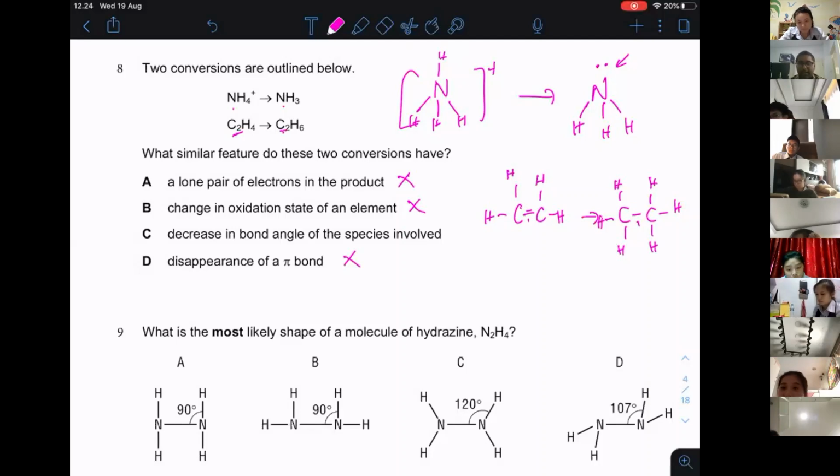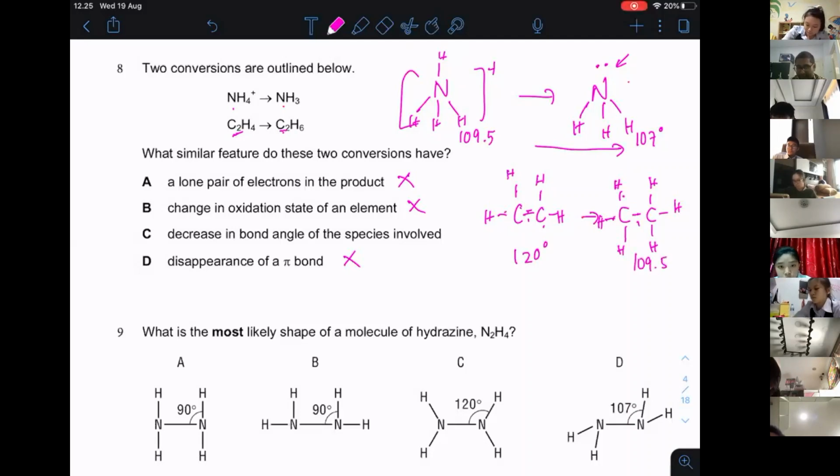Decrease in bond angle. If you look at the bond angle, so this one is 4, so it's supposed to be 109.5. Now this one is pyramidal, so it's going to be 107, so there is a decrease. If you look over here, there is 1, 2, 3, so 120 degrees, and now 1, 2, 3, 4, so 109.5. So here also there is a decrease. So the answer is going to be decrease in bond angle.